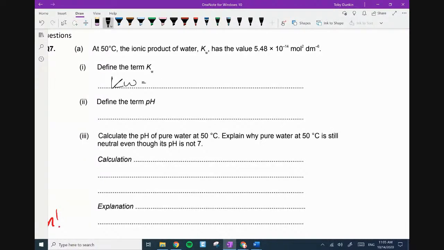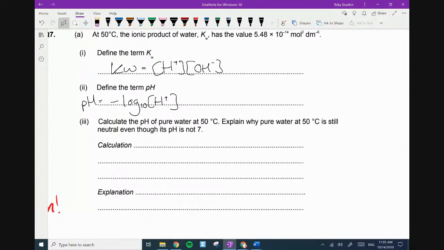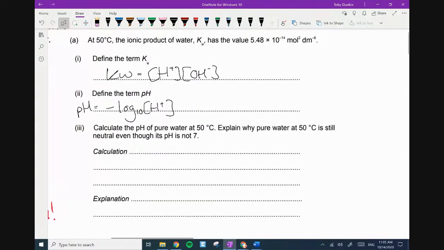kW equals H plus concentration times by OH minus concentration. Define the term pH. We can all do this. Minus log to the base 10. You don't actually need that, but it's nice to do so. pH is the minus log to the base 10 of the H plus concentration. I actually prefer writing pH equals. I prefer that. Next, calculate the pH of pure water at 50 degrees Celsius. Explain why pure water at 50 is still neutral, even though the pH is not 7.